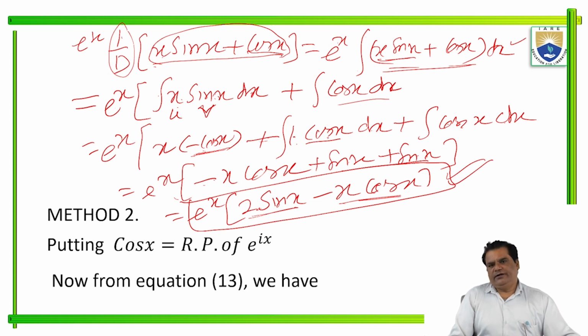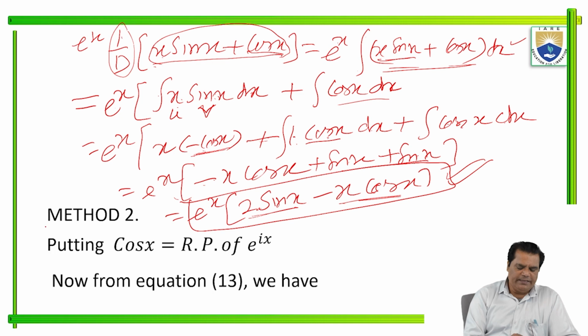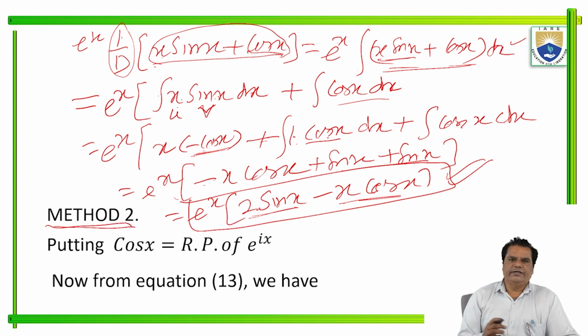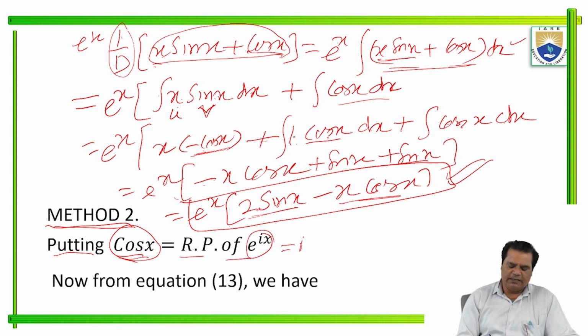Okay, this is method 1. We can integrate the function directly. But now here we solve this question by another method. So apply here method 2. What is the second method? Putting cos x. In our question cos x is there, so in place of cos x we put the real part of e to the power ix. Cos x is the real part (RP) of e to the power ix, which means cos x plus i sin x.